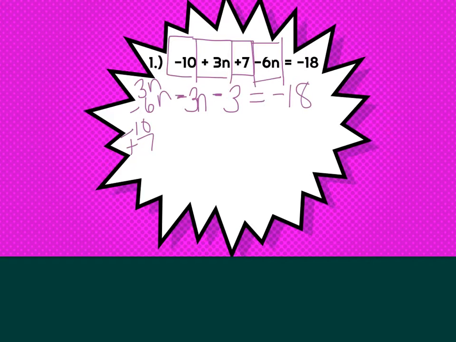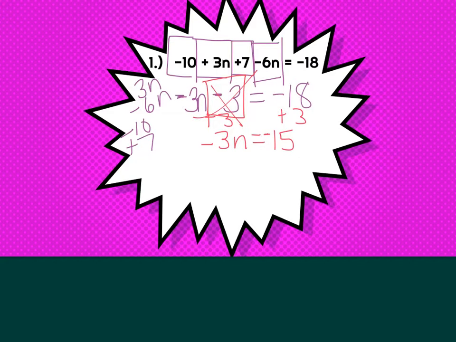Then you need to undo your addition or subtraction. Right now we are subtracting 3, so we need to add 3 to both sides. That cancels out that minus 3 and leaves us with negative 3n. We have a negative 18 and a positive 3. They're different signs, so you subtract. 18 minus 3 is 15. 18 was the bigger number, so you keep the negative sign.